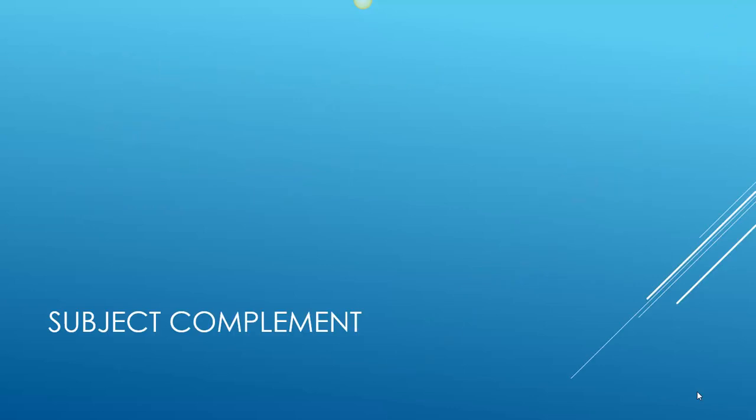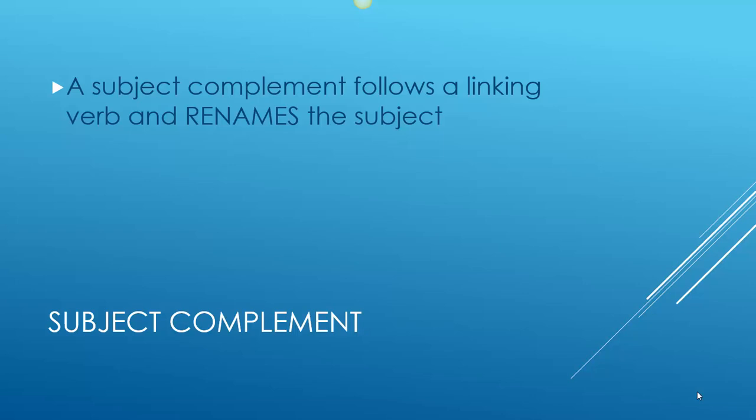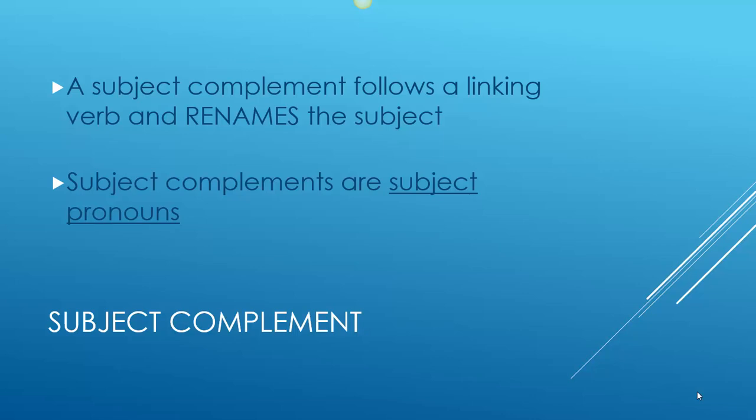Now, subject pronouns can also be used as subject complements. Think back to when we talked about these in the noun section. A subject complement comes after a being verb and it renames the subject. So these are using the same pronouns, but as a subject complement. They always have to follow a linking or a being verb and rename the subject. They're always subject pronouns also.